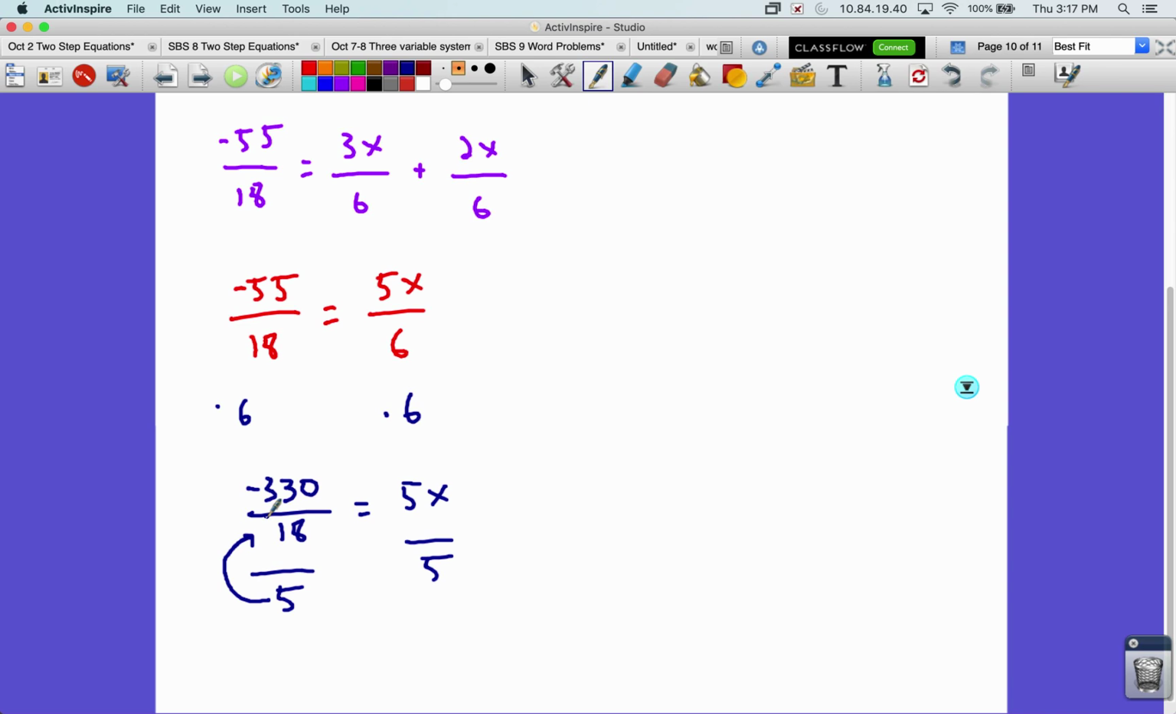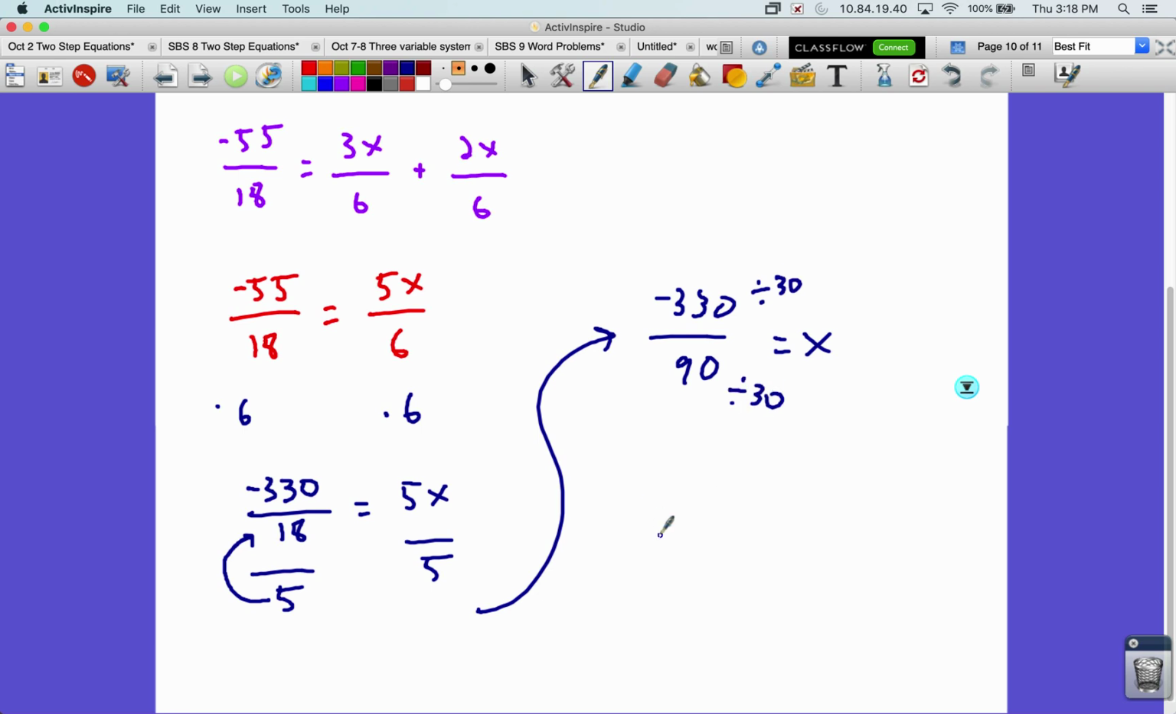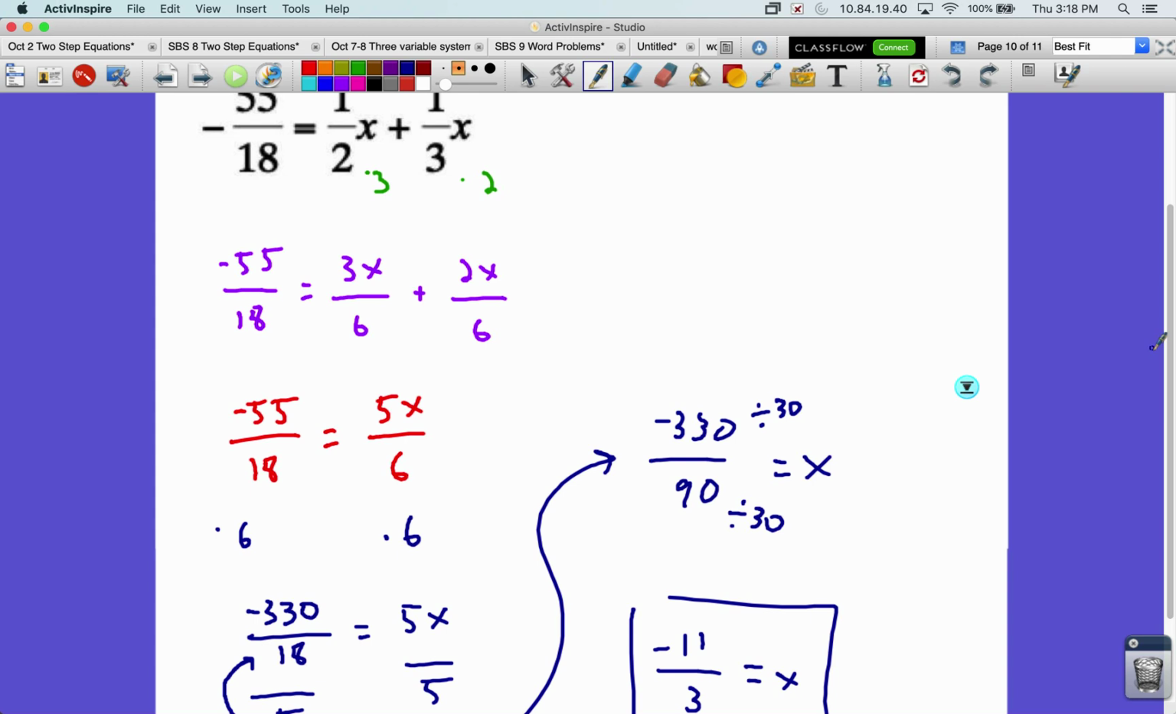So now I've got negative 330 divided by 18 times 5, which is 90. So negative 330 divided by 90 equals x. Top and the bottom were both divisible by 30. So I'll get negative 11 over 3 equals x. Definitely one you want to plug back in to double check here.